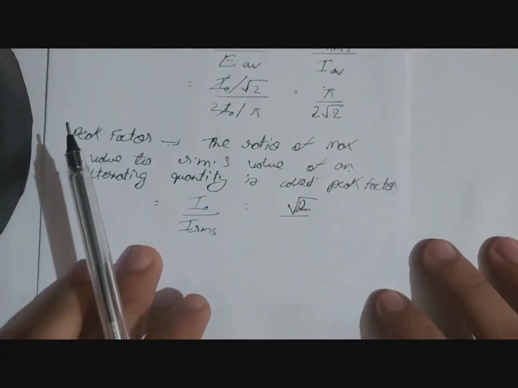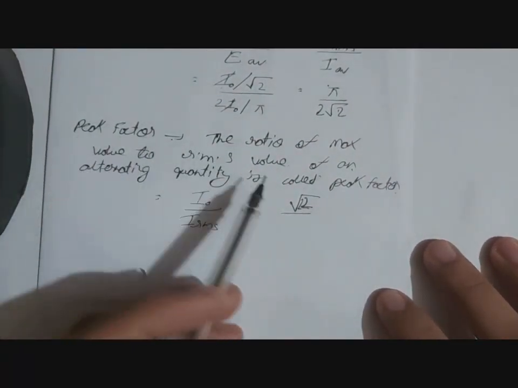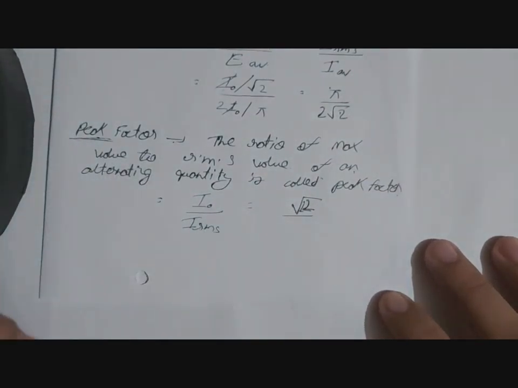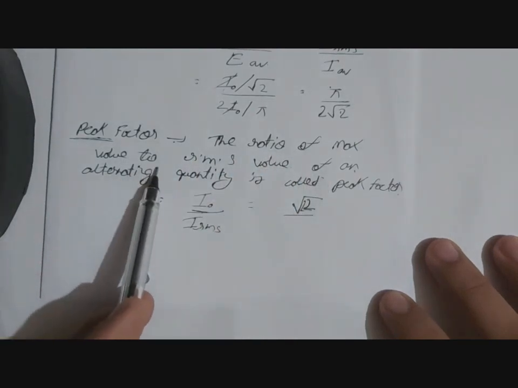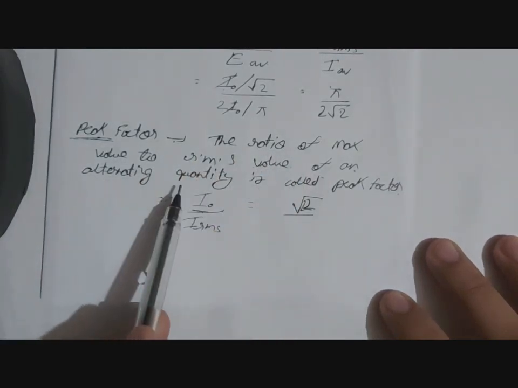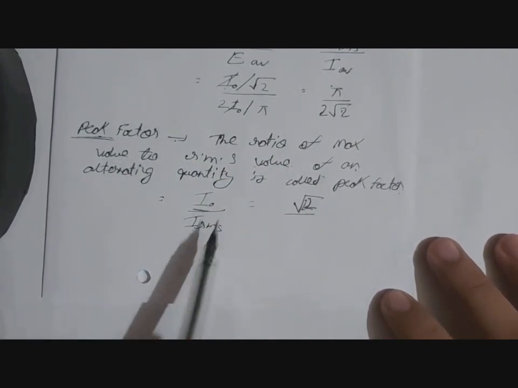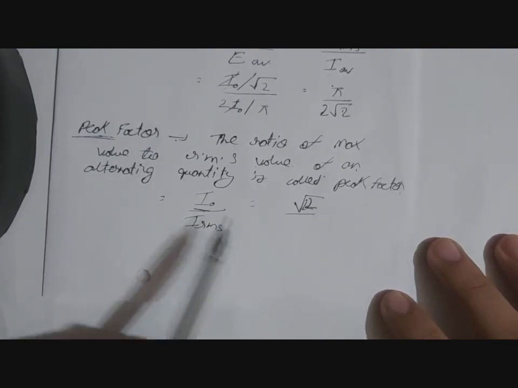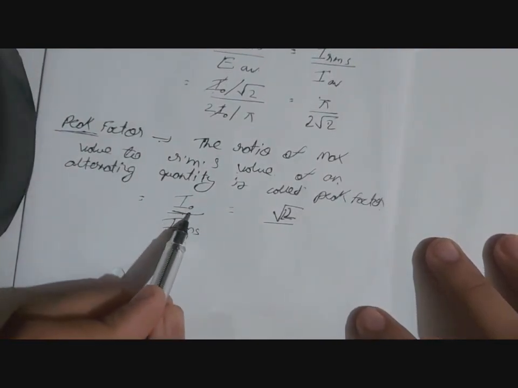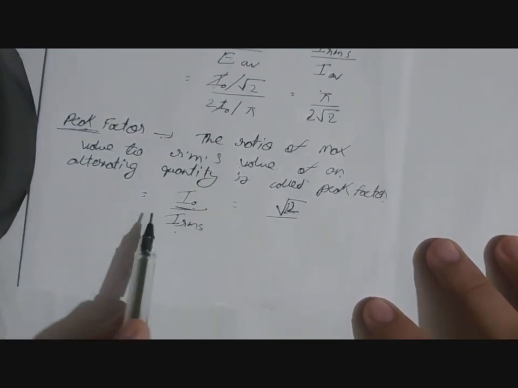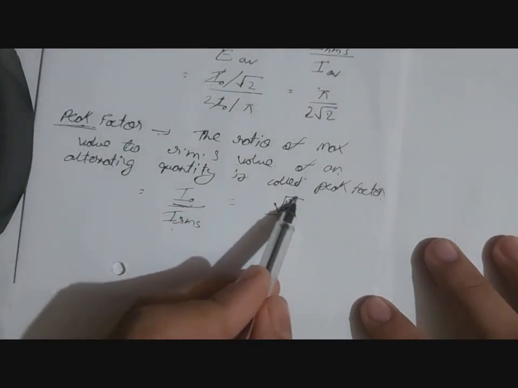And then second is peak factor. The peak factor is the ratio of max value to RMS value of an alternating quantity. From the word peak you can remember that the first in the numerator is I naught. So peak factor is equal to I naught by IRMS. So you can put in the value: IRMS is equal to I naught by root 2. So this root 2 is shifted to the numerator.